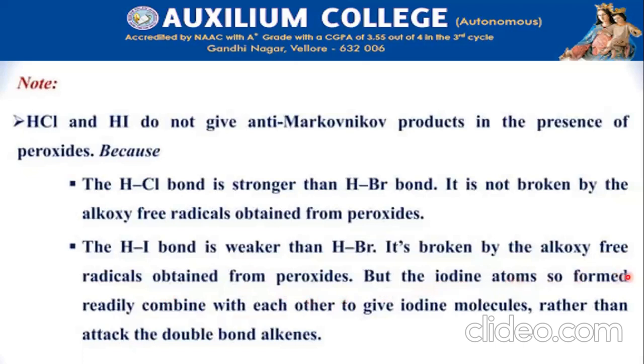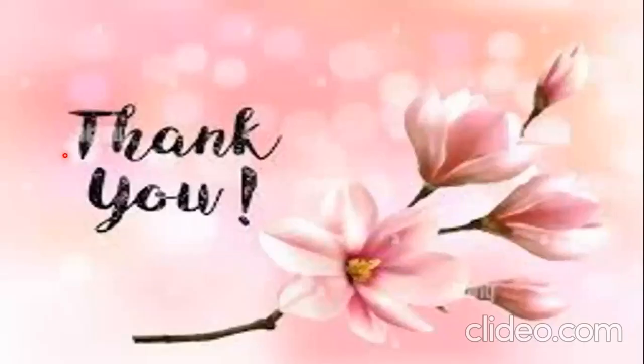But the iodine atoms so formed readily combine with each other to give iodine molecules rather than attack the double bond of alkenes. So this is the reason why HCl and HI do not give anti-Markovnikov products in presence of peroxides. So that's all about Markovnikov addition and anti-Markovnikov addition.